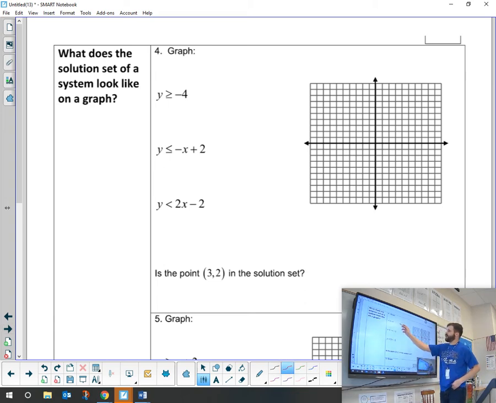If y is greater than or equal to -4, remember we're going to use a solid line. We're going to shade above. And we're going to put here at -1, 2, 3, 4, a big point right there. And I know this is going to be a flat line. There's no x value, so it's just a horizontal flat line. So this one's going to be like this.